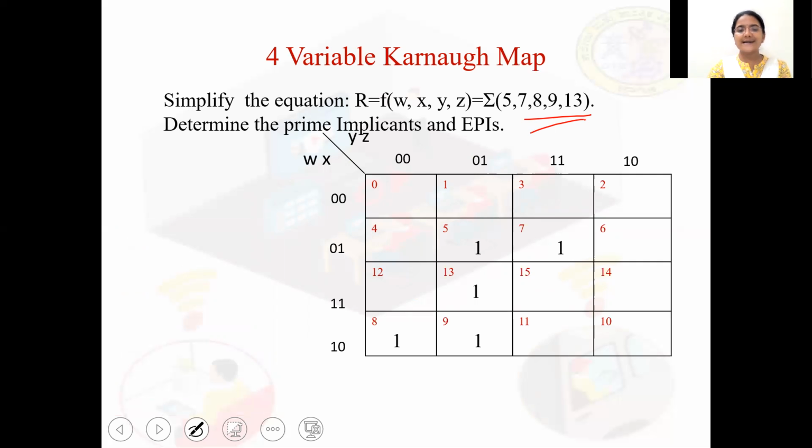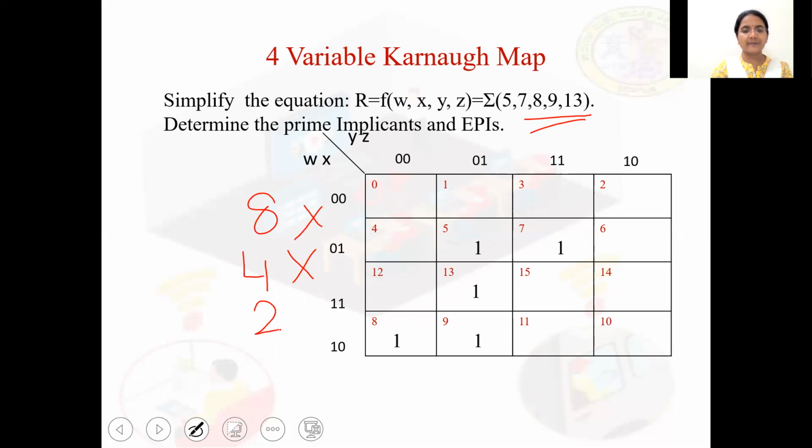Which min terms are logic high? 5, 7, 8, 9, 13 are logic high. Now we have to group these min terms with the largest group possible. Can we make it an octet? No, because no 8 min terms are present here which are logic high. Next, go for a quad. Is it possible? No. No 4 cells are adjacent here.